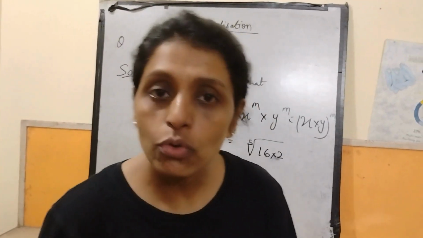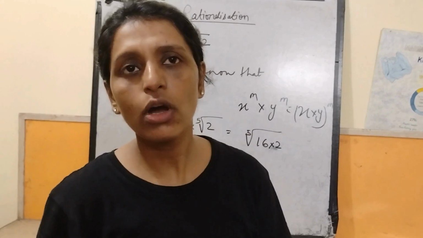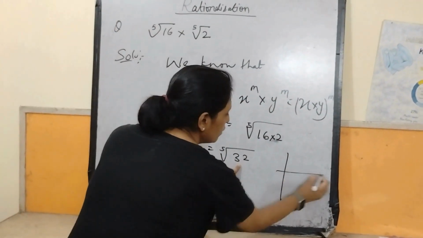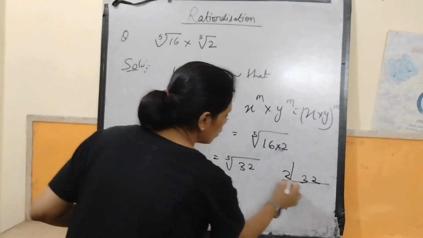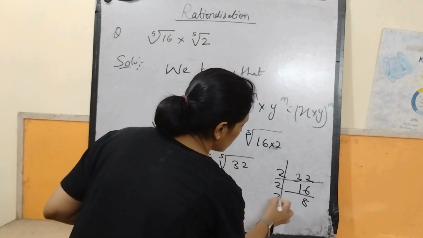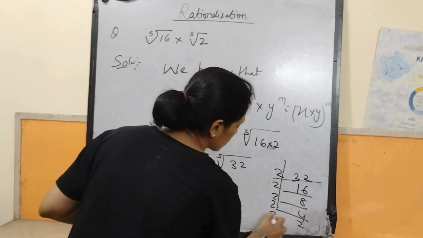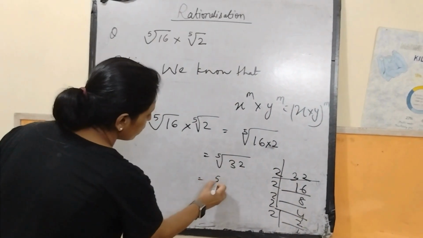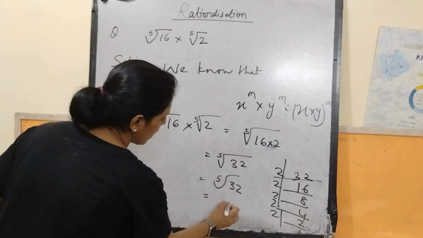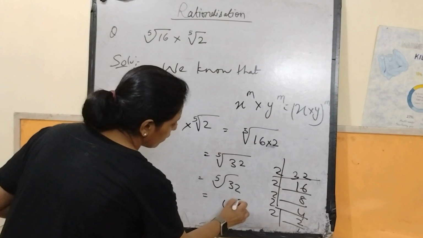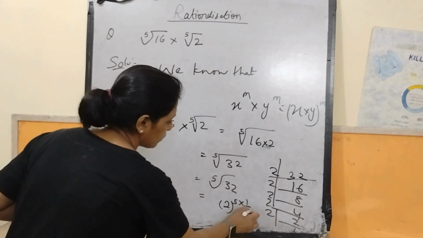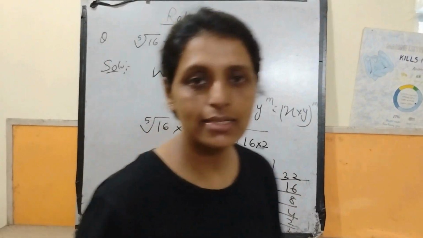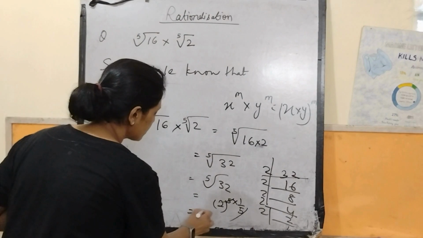Now, 32 can be written as 2 to the power 5, on prime factorization of 32. So 32 can be written as 2 to the power 5, and under root 5 is 1 upon 5. So this 5 and this 5 will get cancelled and we will get the value as 2.